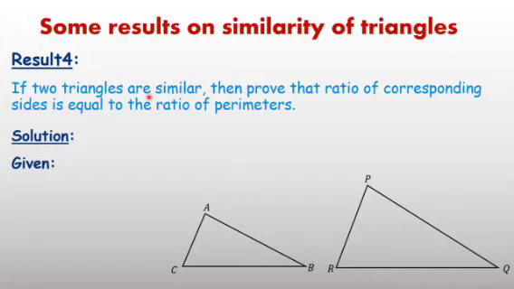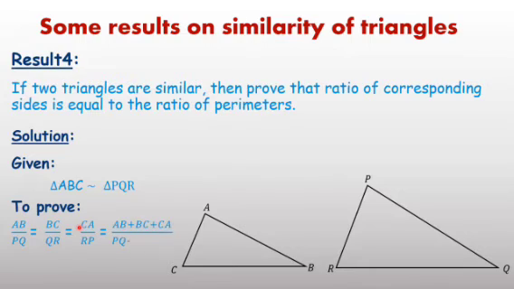If two triangles, triangle ABC is similar to triangle PQR, both triangles are similar, and we have to prove the ratio of corresponding sides is the same as the ratio of perimeters. Perimeter means the sum of sides of a triangle. Perimeter of ABC we can write as AB plus BC plus CA. Perimeter of PQR means PQ plus QR plus RP. So the ratio of sides is the same as the ratio of perimeters. This result we have to prove.